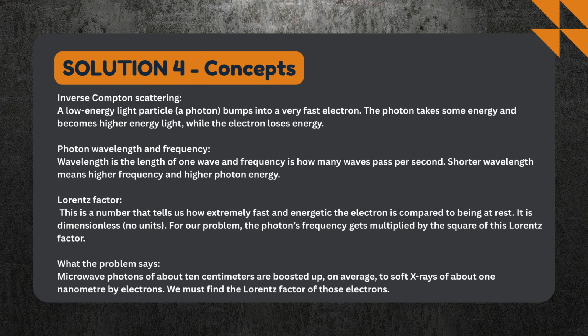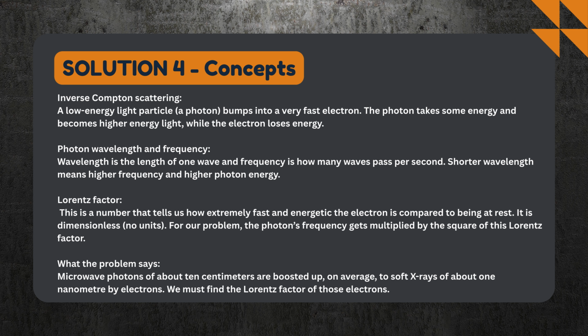Concepts we need to know. Inverse Compton scattering. A low-energy light particle, a photon, bumps into a very fast electron. The photon takes some energy and becomes higher energy light, while the electron loses energy. Photon wavelength and frequency. Wavelength is the length of one wave, and frequency is how many waves pass per second. Shorter wavelength means higher frequency and higher photon energy.